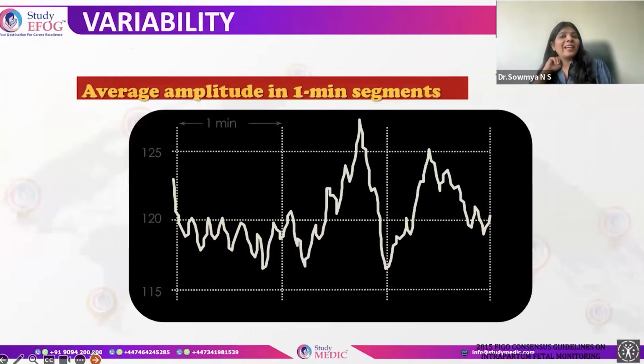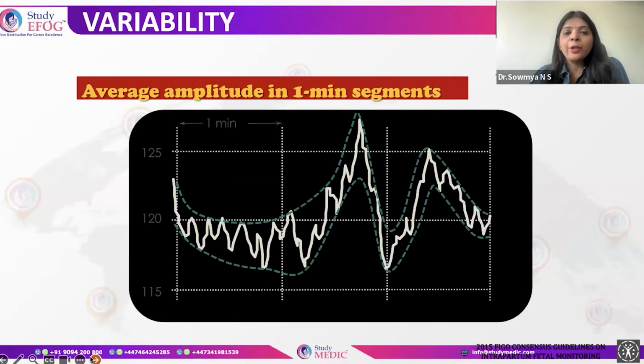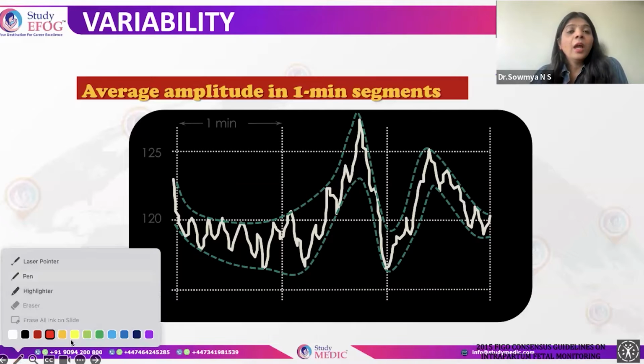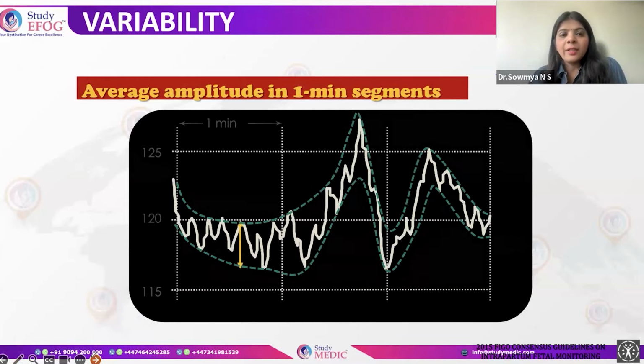And what do you mean by variability? Variability indicates the intact autonomic nervous system. So if there is a decreased variability, you should be really worried that his autonomic nervous system has been hampered long back, which indicates chronic hypoxia. Especially in case of SGAs or IUGRs, you should be really careful. And the variability is the average amplitude which you take in 1 minute segments. That is what it is. And as you know, it is between 5 to 25. Okay, that's the normal amplitude which you take as the normal variability.